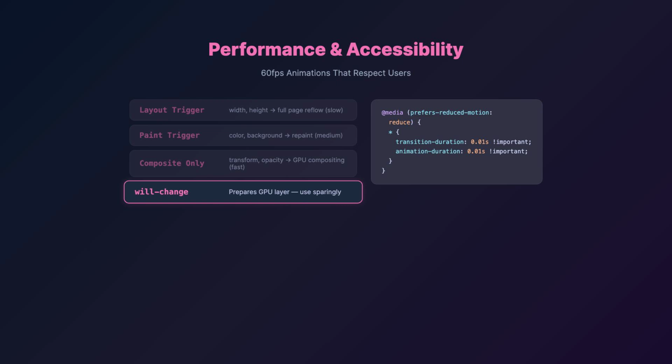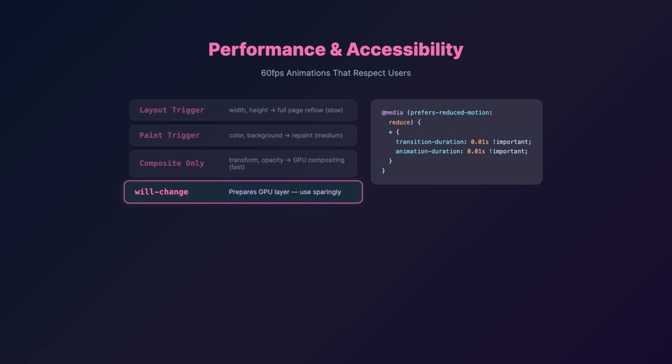Will-change tells the browser to prepare for an animation. Will-change: transform. This creates a new compositor layer, so the GPU is ready, but don't overuse it. Every will-change layer uses GPU memory. Only add will-change to elements that actually animate. Remove it when the animation is done if possible.